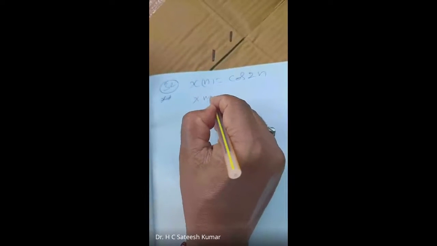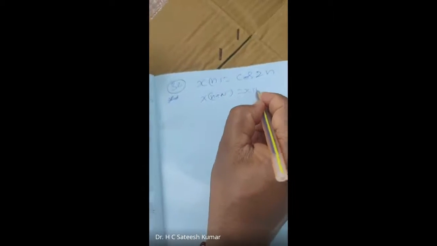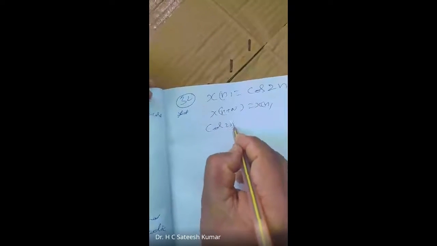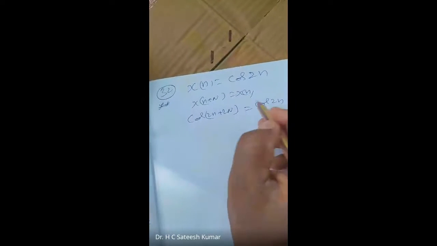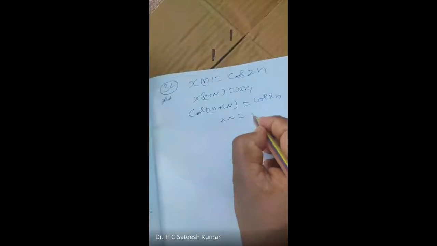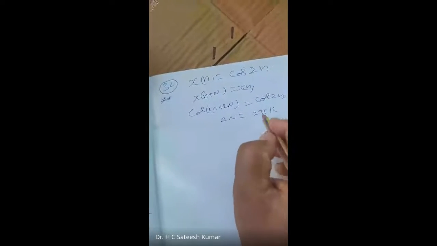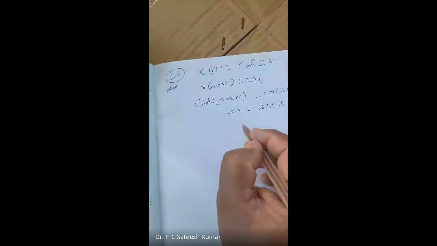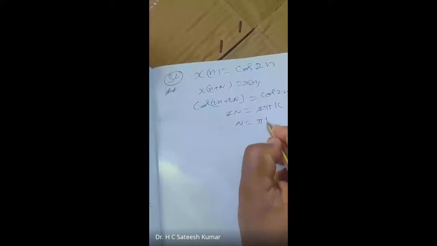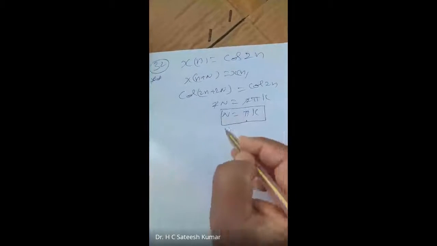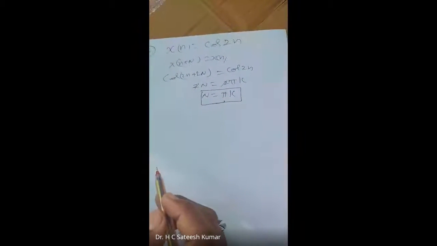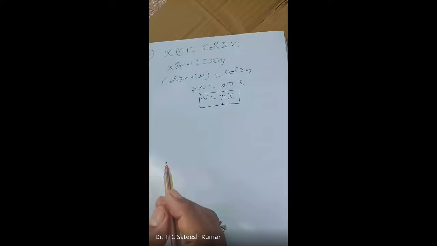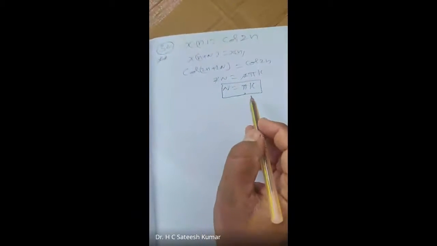X of n plus N should be equal to x of n. No? Cos of 2n plus 2N should be equal to cos 2n. When these two are equal, 2N should be equal to what? 2 pi k. So 2 gets cancelled. N is equal to pi k. Okay. Select the value of k such that N should be an integer. Okay, right. How will you get it? Sir, I'll take 1 by pi. One student has said pi gets cancelled.